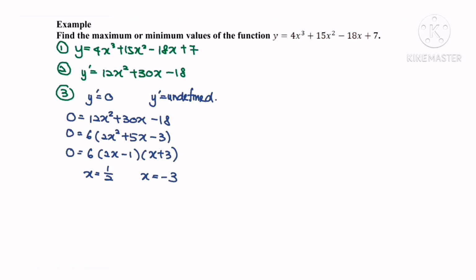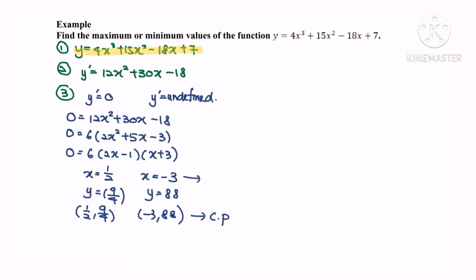In this case, if we substitute the values into the function by using a calculator, we will obtain the value of y for 1 over 2 as 9 over 4, and the value of y for negative 3 as 88. So the points will be 1 over 2 and 9 over 4, and negative 3 and 88. Here we have the critical points, and here we have the critical numbers. Next, for y prime undefined, for this case the situation does not exist.